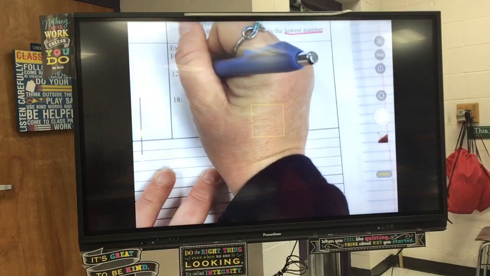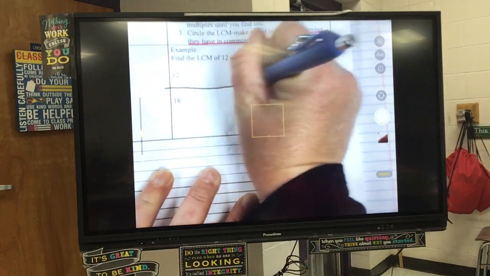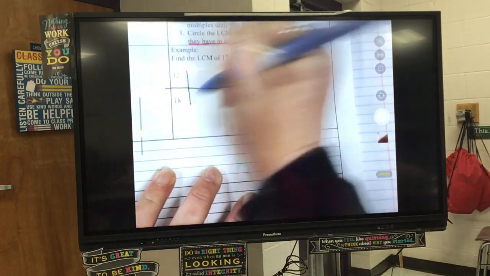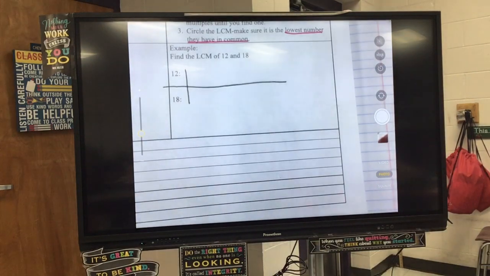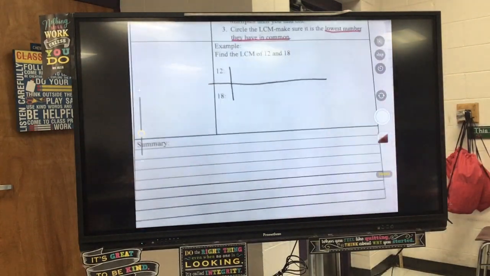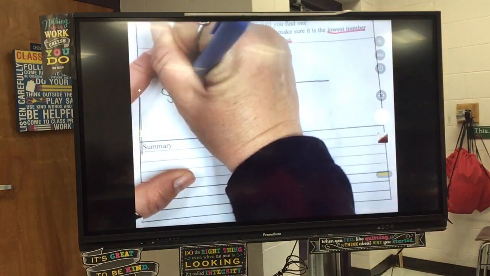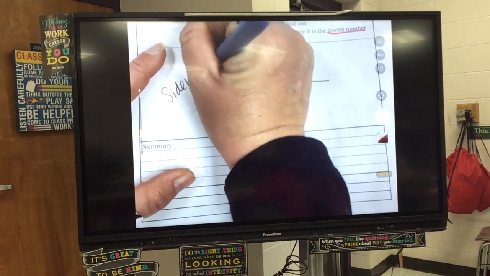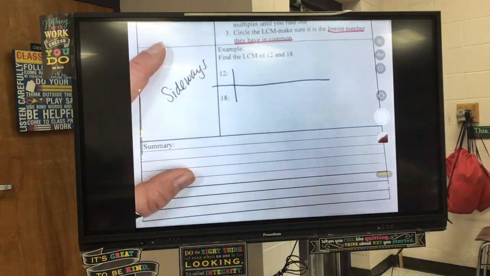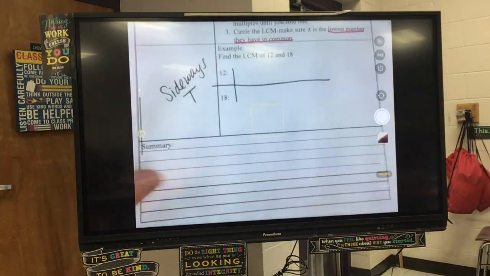Okay? All right, let's go ahead and do an example here. Here, we do a sideways T, or they used to call it the bus, but I call it the sideways T. So with GCF, you have the tall T, with the LCM, you have the sideways T.